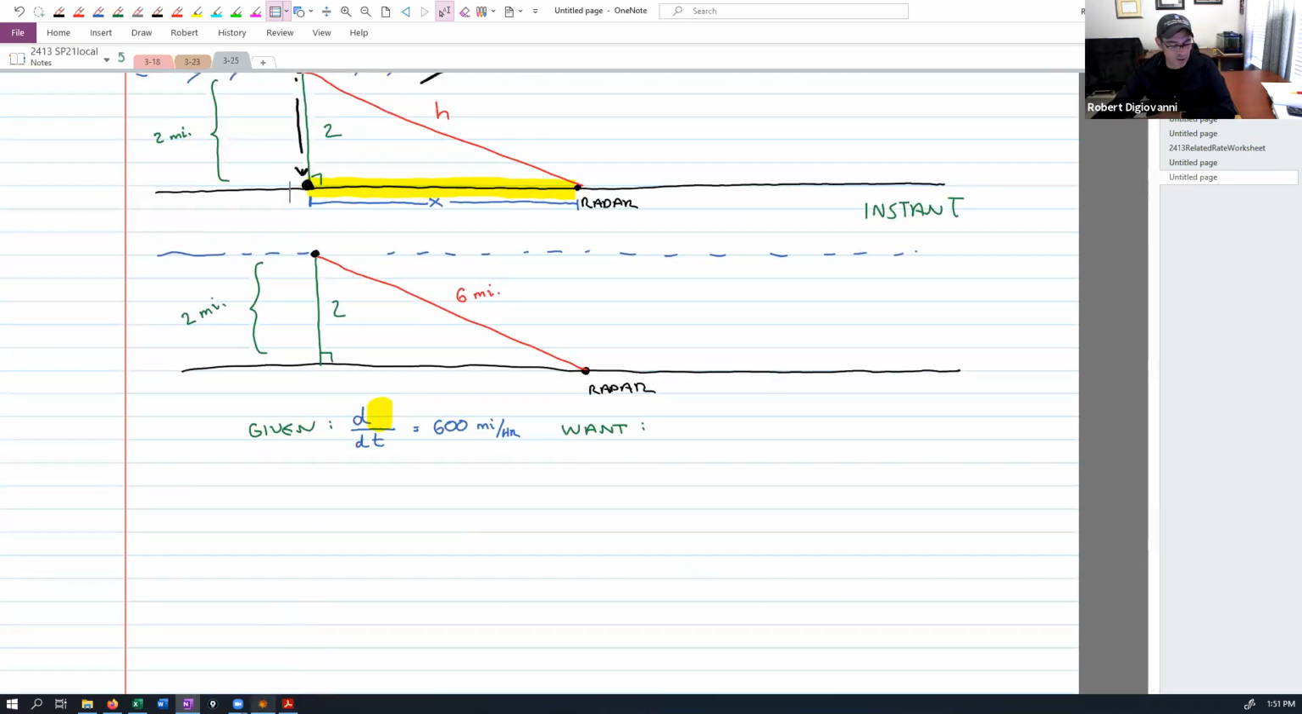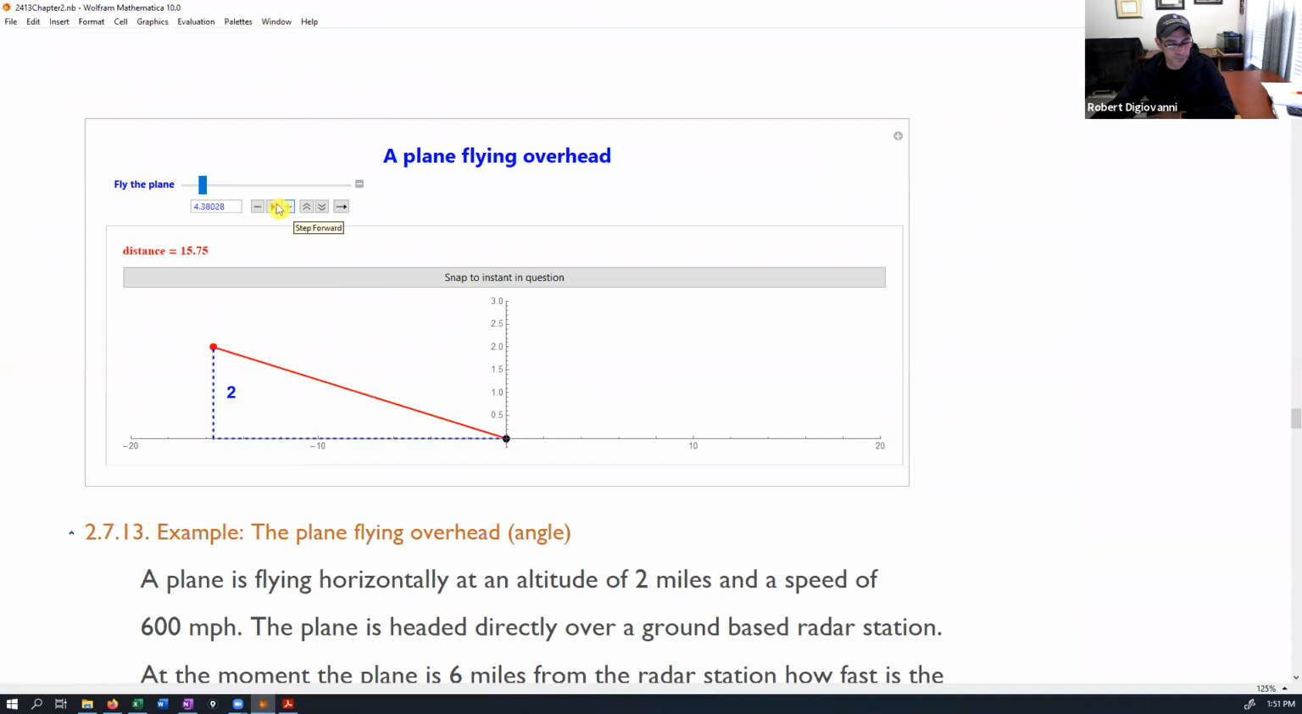So look, I have an animation that might make this a little easier for us. There we go. So we've got this plane flying overhead, right? And right about here, somewhere in here, when the distance between the two is 6, let me see, it's right around here. Oh, 5.99. So right at this instant, I want to know how fast that red line is shrinking, because it is shrinking, isn't it? Right now, at this point in time, it is shrinking. I want to know how fast it's shrinking.